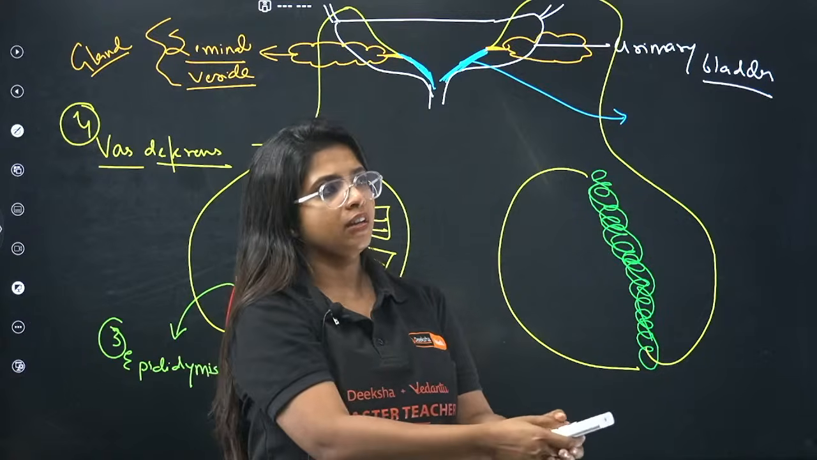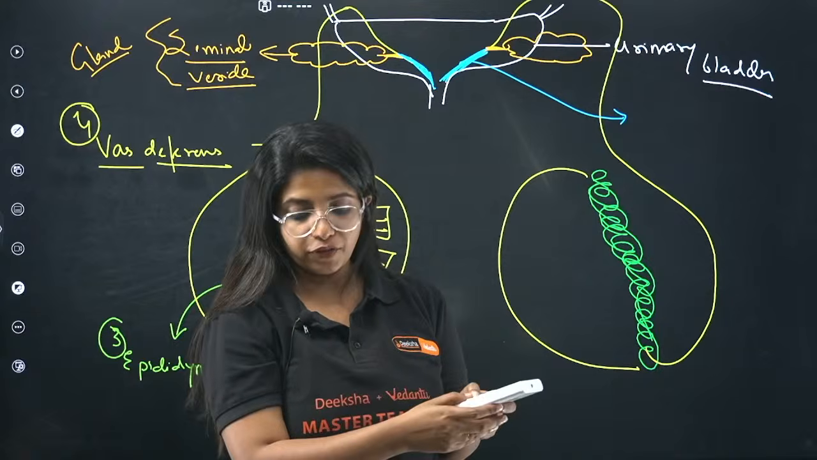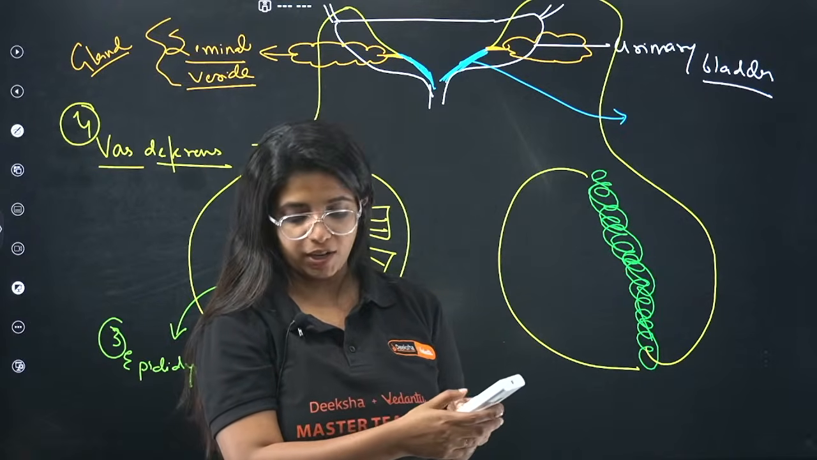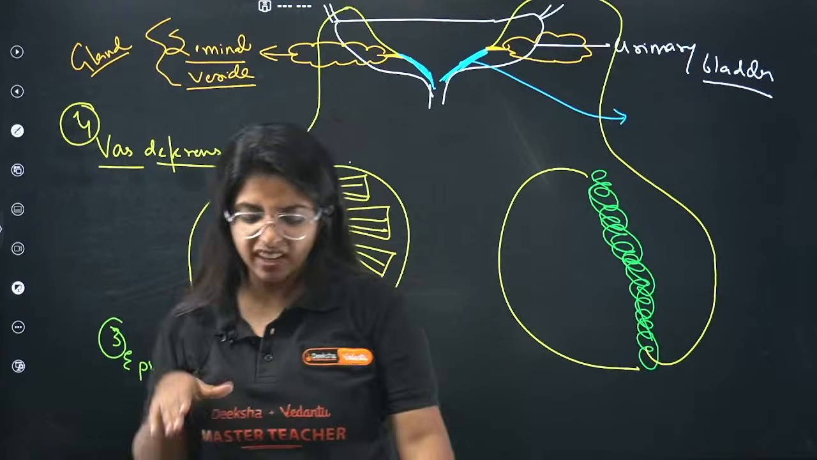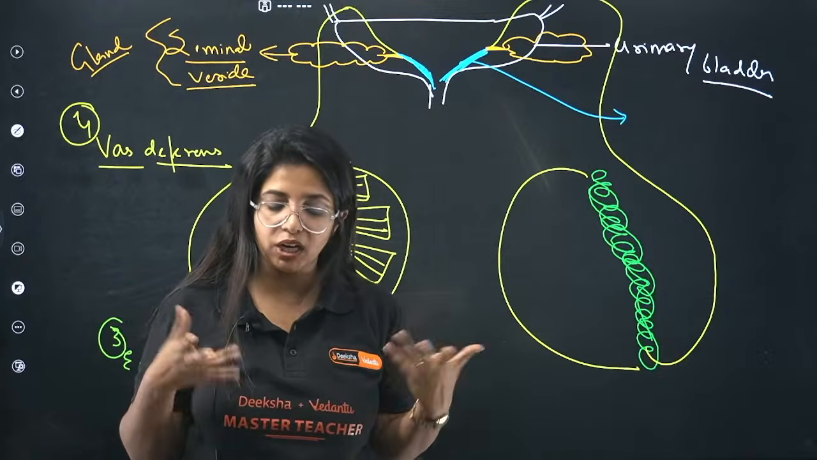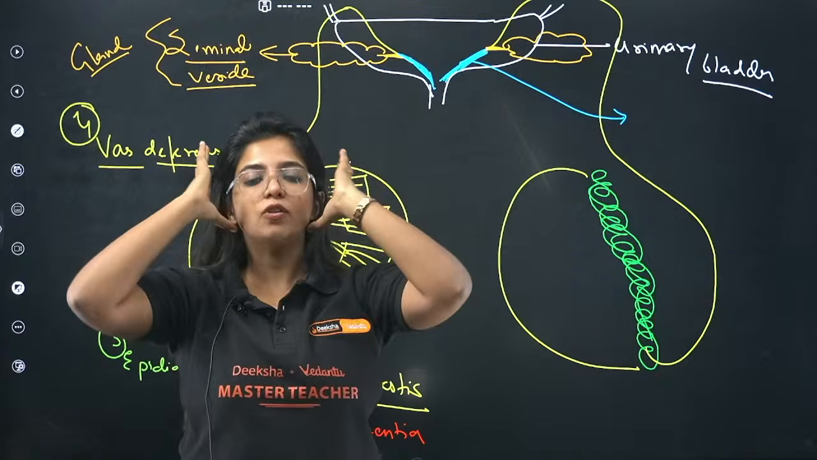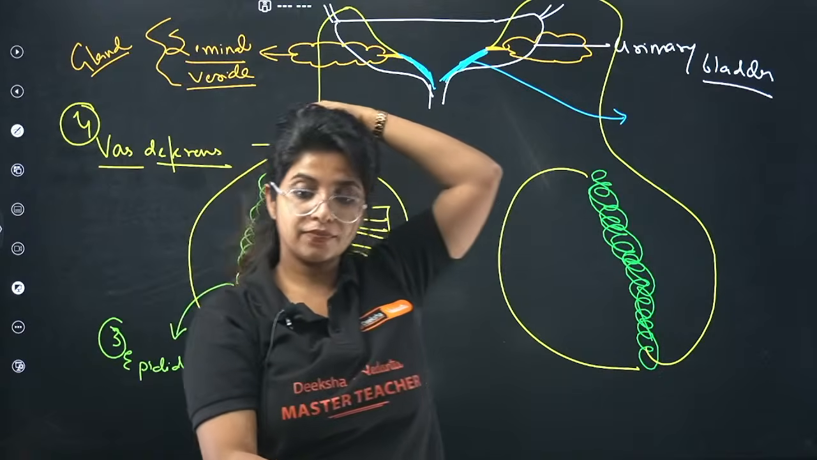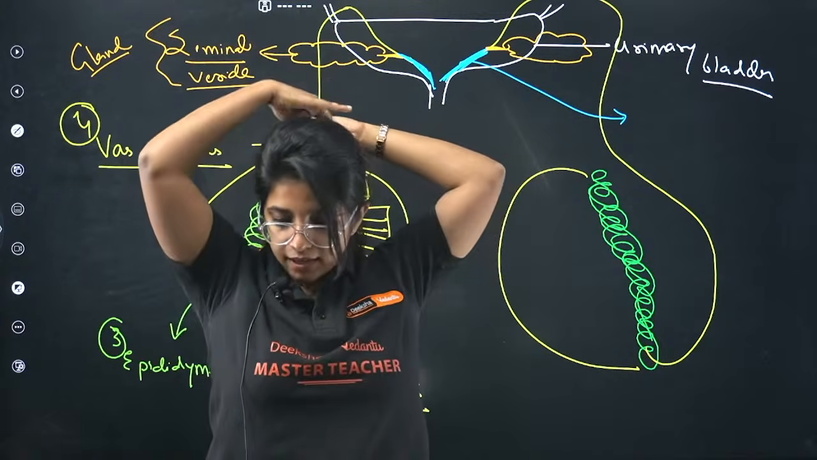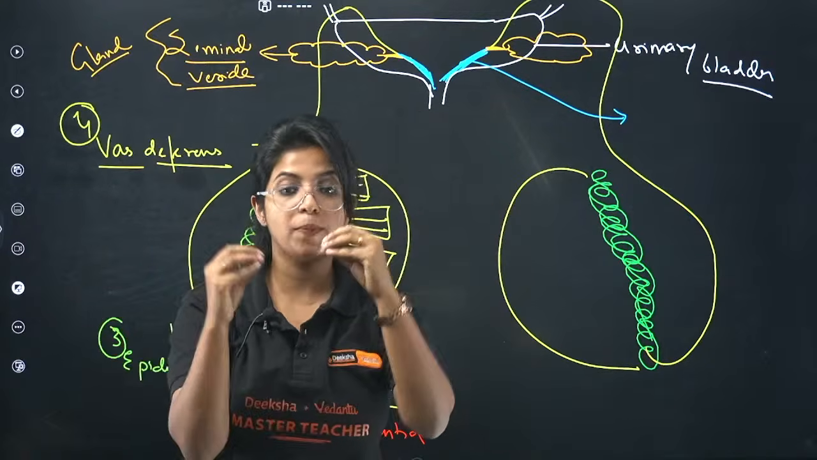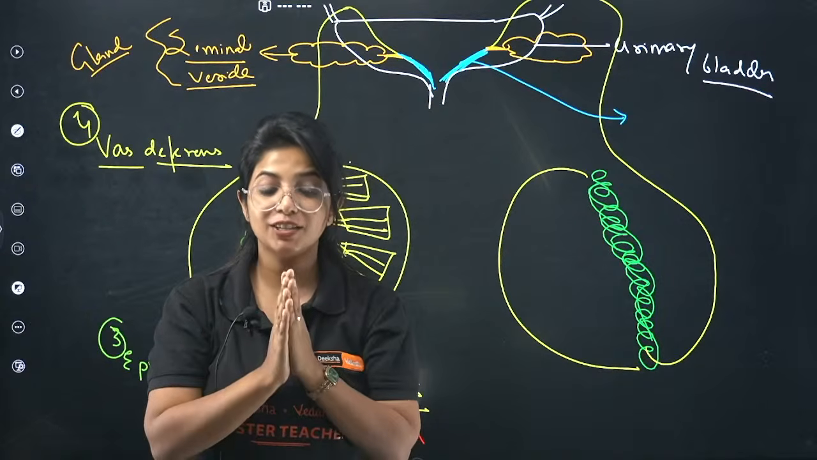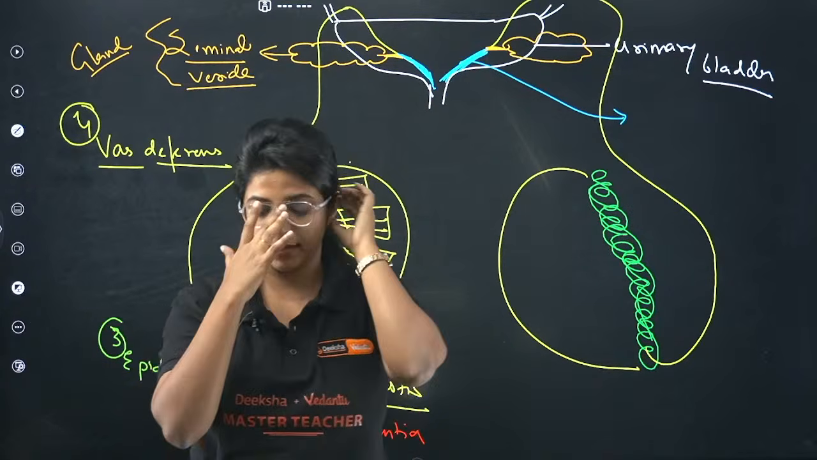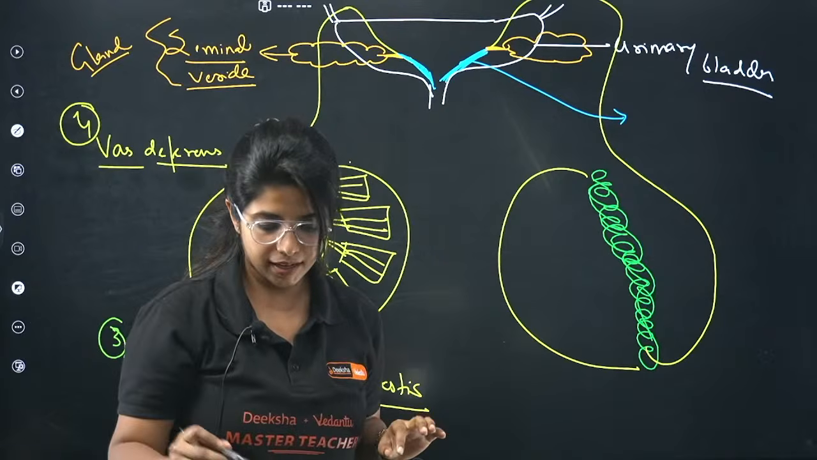No one knows? What if you open our NCERT and try to check it out for once? Come on, let's make it interactive. Otherwise, it will be just me talking and you will get bored. Then there will be no fun in this particular class. Come on, guys, tell me. The seminal vesicle is opening and the vas deferens is also opening together to a common thing. What do you call this?